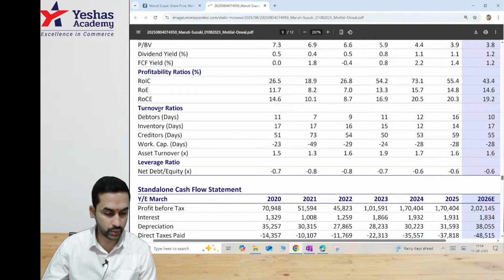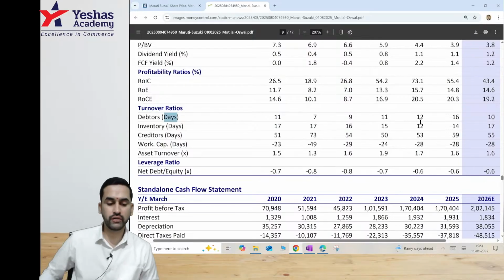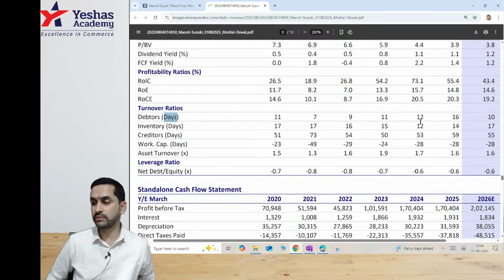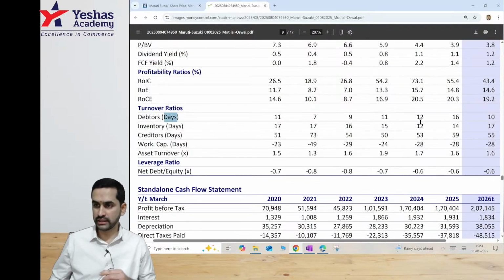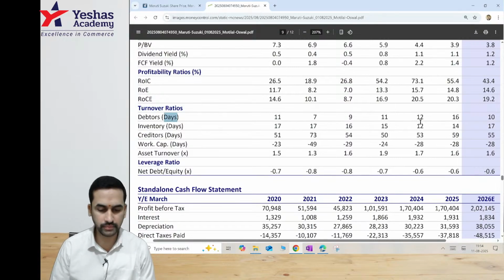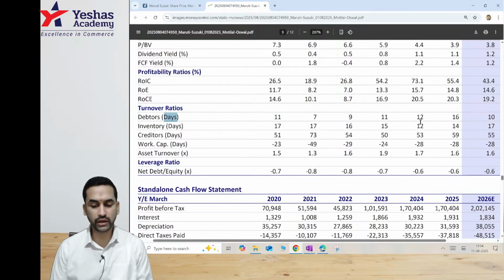This is what we did today. Can you see this? Debtor in days. 11 days, 7 days, 9 days, 11, 12, 16. What is the meaning of debtor in days? If they sell something today, on an average, they're able to collect within 16 days. Correct? 11 days. Inventory turnover ratio.